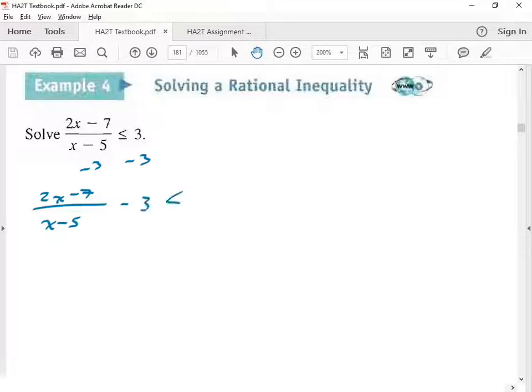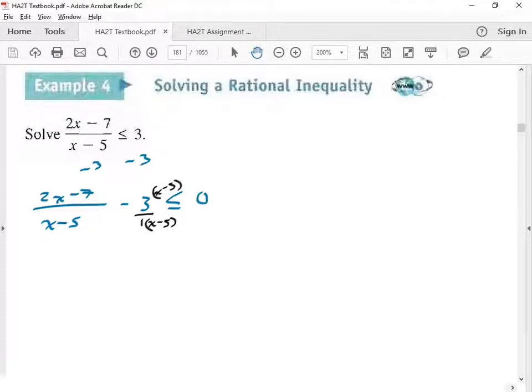Subtract 3. All right, look at this. I have to combine those. Boo. If I'm going to add fractions, what do I have to have? Common denominators. Oh. So the 3 currently has a 1, but it needs to have an x minus 5. So I'm going to multiply top and bottom by x minus 5.